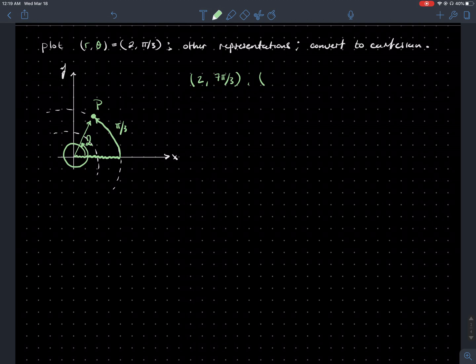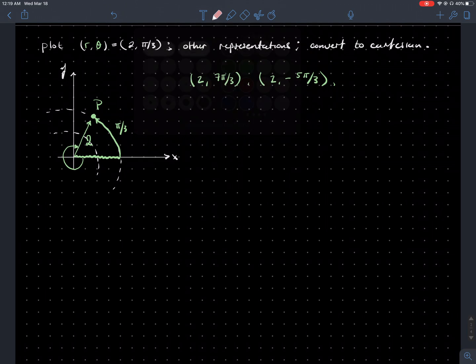Okay, let's do another one with a positive radius. We could take 2 and we could subtract 2 pi. So let's erase this. And we could take this and rotate around this way. Okay, so that ends up being negative, let's see, negative 5 pi thirds. Okay, let's also list 2 representations of a negative radius.